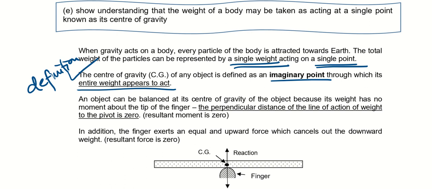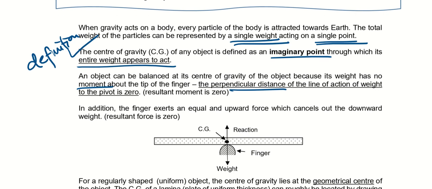Now, an object can be balanced at its center of gravity because its weight has no moment. Why doesn't it have any moment? Because the perpendicular distance of the line of action of the weight to the pivot is 0, right? Which means the resultant moment is 0.